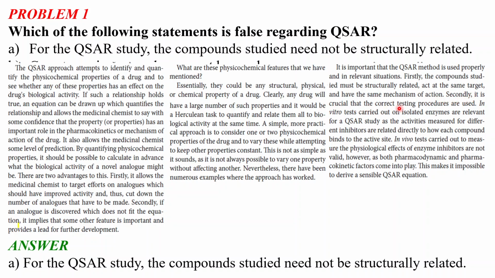Secondly, it is crucial that the correct testing procedures are used. In vitro tests carried out on isolated enzymes are relevant for a QSAR study, as the activities measured for different inhibitors are related directly to how each compound binds to the active site. In vivo tests carried out to measure the physiological effects of the enzyme inhibitors are not valid, as both pharmacodynamic and pharmacokinetic factors come into play, which makes it difficult to derive a sensible QSAR equation. Okay. So statement number A, which says that for the QSAR study, the compound studied need not be structurally related, is false.